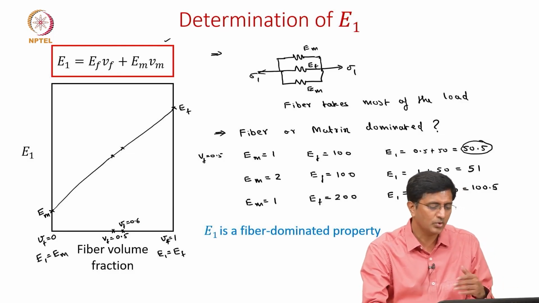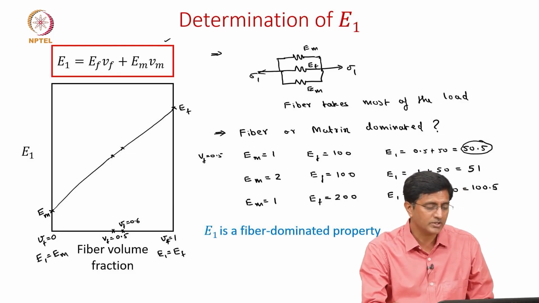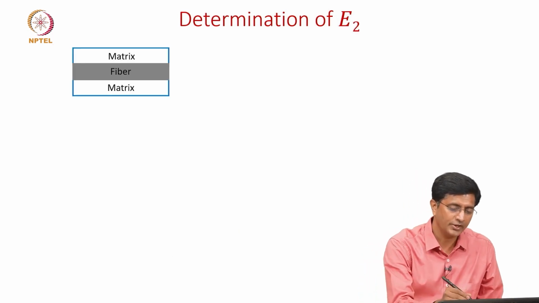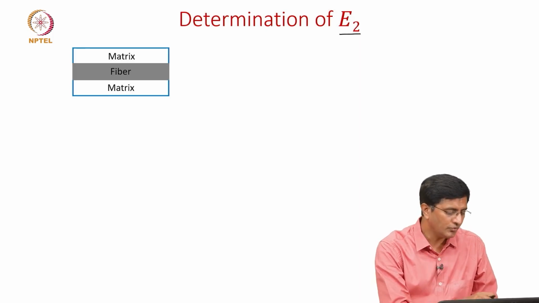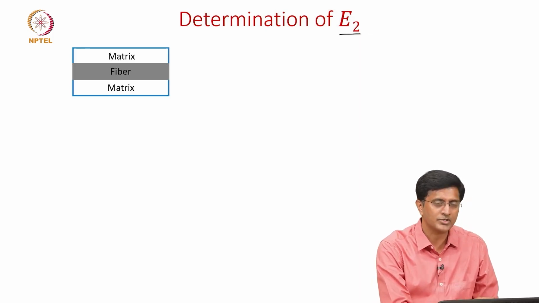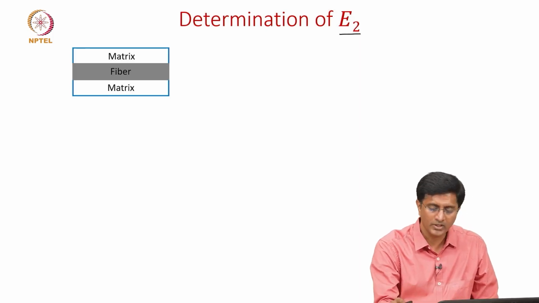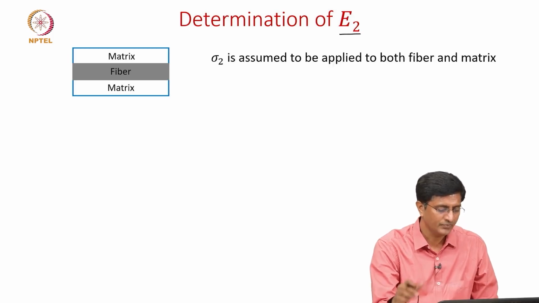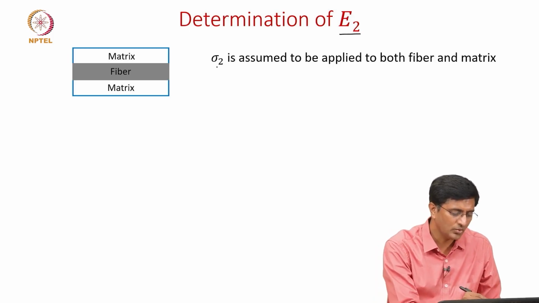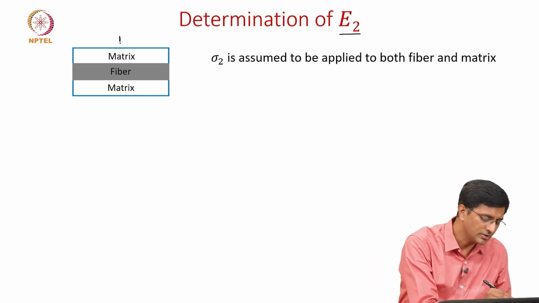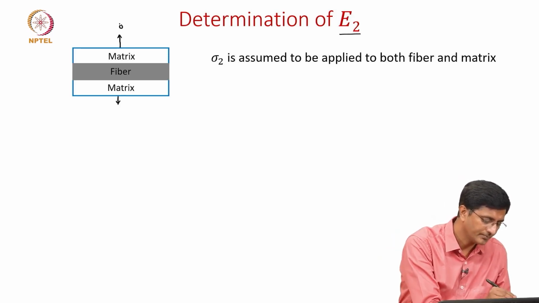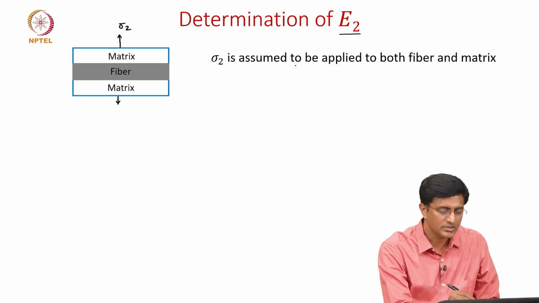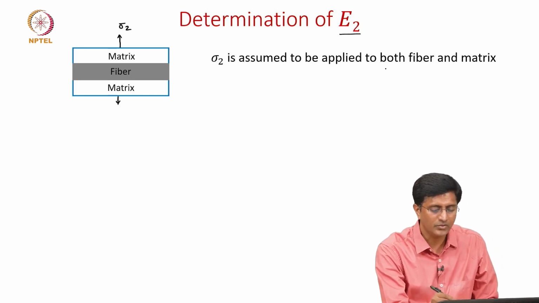Now let's move to trying to predict what is the variation in E2. E2 is the transverse modulus of the composite. Here too we start with the same representative volume element, but here we make a different assumption. Here we assume that sigma 2 is applied. What is sigma 2? This is the stress applied perpendicular to the fiber direction. It is assumed to be applied equally for both the fiber and the matrix.